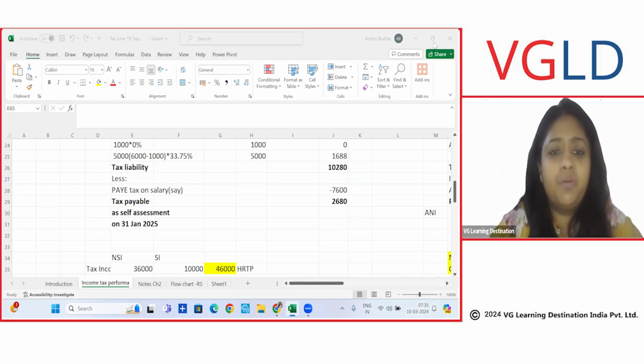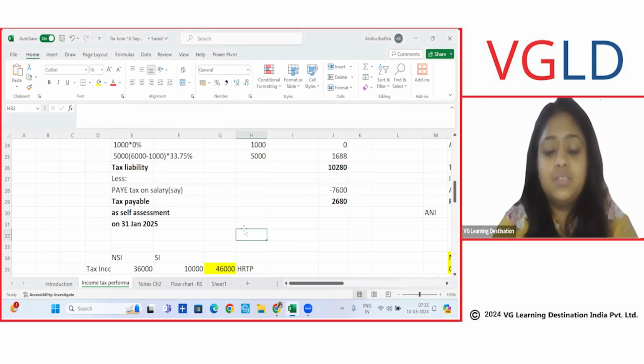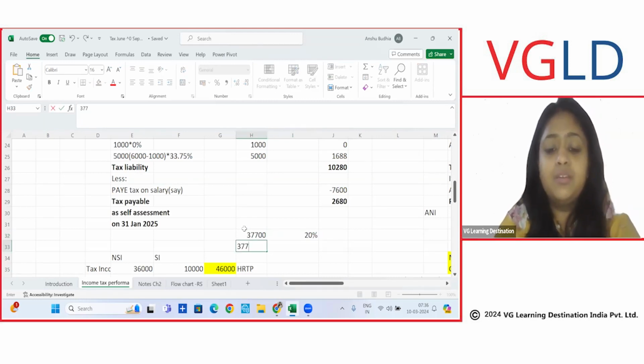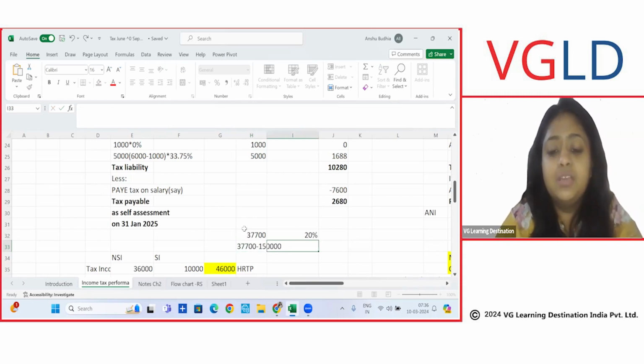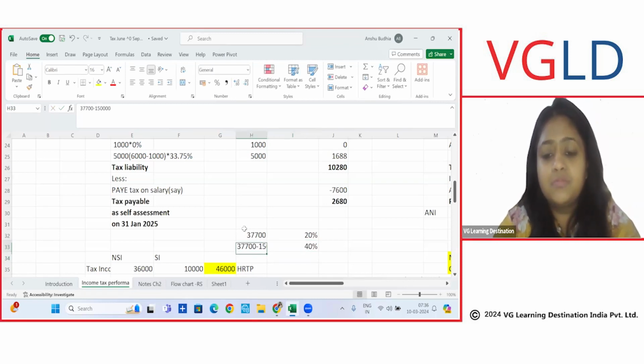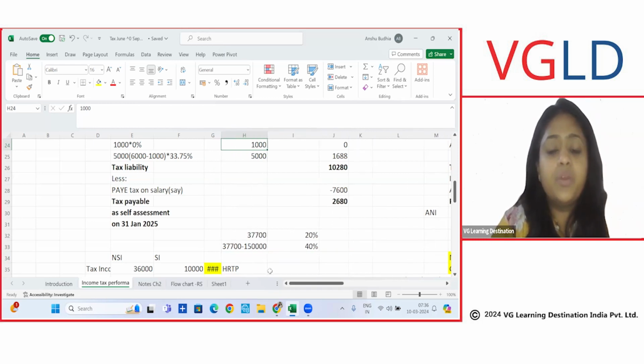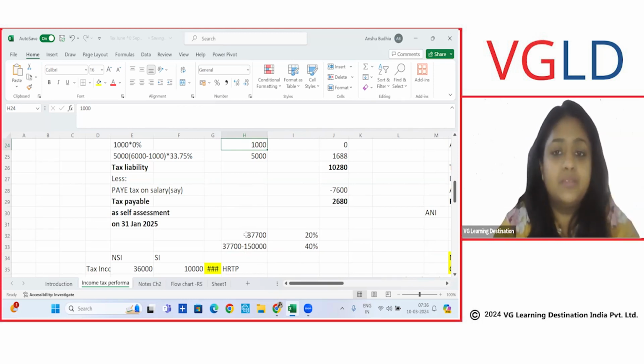Guys, quickly type it in the chat box. You tell me the slab rates. Now you should be knowing them. The taxable income till 37,700 is taxed at 20%. From 37,700 till 150,000, it is taxed at 40%. And then 150,000 onwards, it is taxed at 45%.